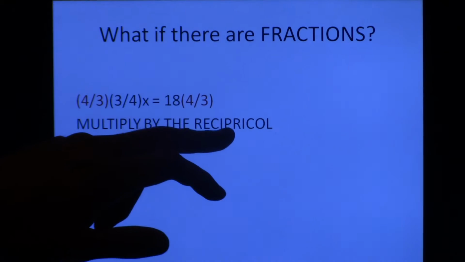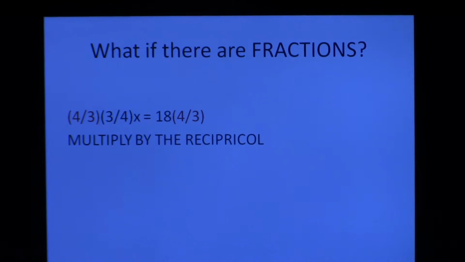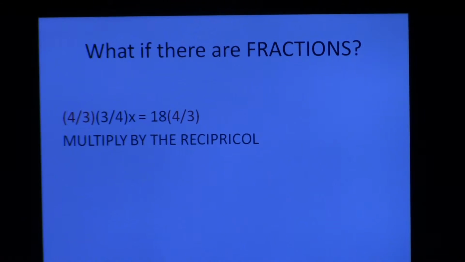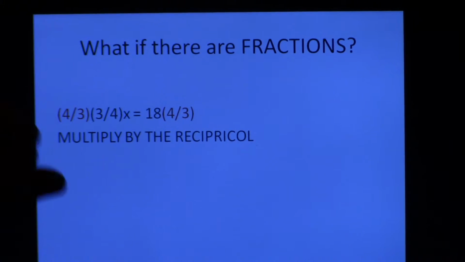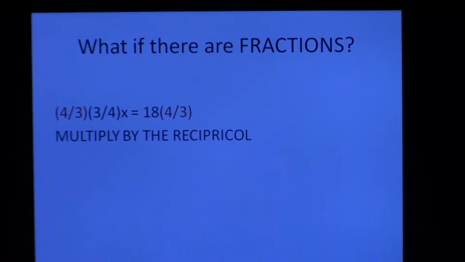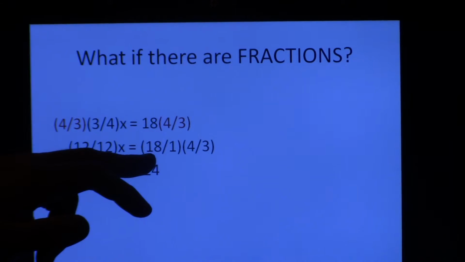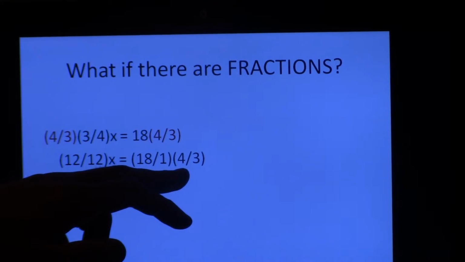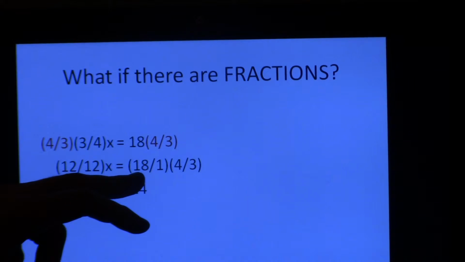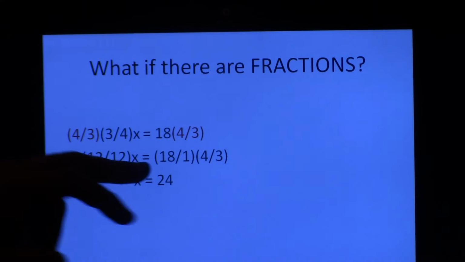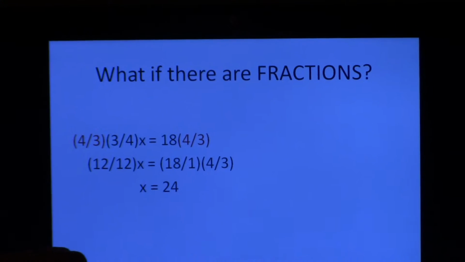So we're multiplying by the reciprocal, and remember we need to do that on both sides. Whatever we do on one side, we have to do on the other side, because that's how we keep the balance. So we have 4/3 times 3/4, which is 12 over 12, or just 1. Every time you multiply by the reciprocal, it is 1. So we get 1x equals 18 over 1 times 4 over 3. Here we can do some cross cancellation. The 3 will turn into a 1, and the 18 will turn into 6, because 3 goes into 18 6 times. So we have 6 times 4 equals 24 for that problem.